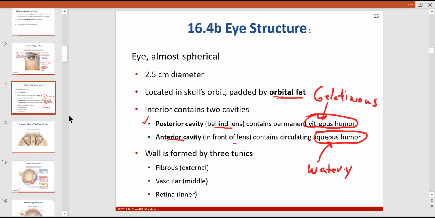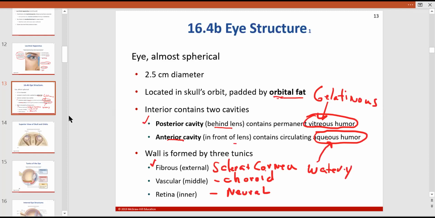But there really is aqueous humor behind the lens as well, but it's okay. Behind the lens, we'll say it's all vitreous humor all the way back. Here are the three layers. You have the fibrous layer, which is the sclera and cornea. The vascular layer is the choroid. And the retina is the inner layer, and that's the neural layer. Know that. That's important to know.